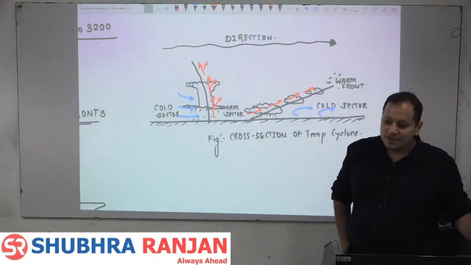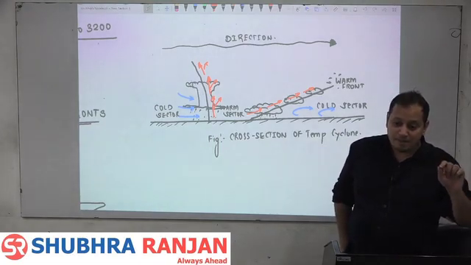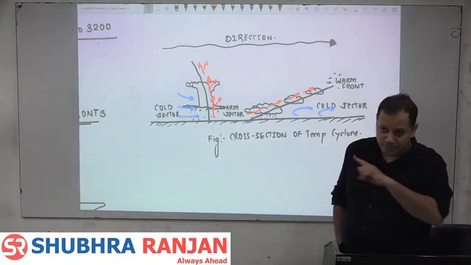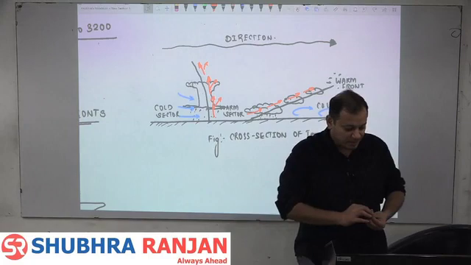Right? So next subheading is, we are writing it in the form of subheadings. Path of temperate cyclones, and that is where you can make the diagram. You can show this path of a temperate cyclone.